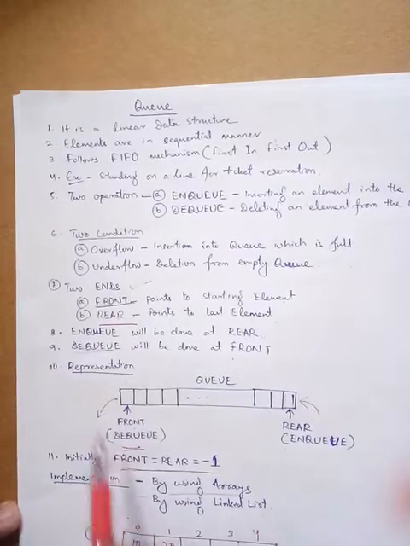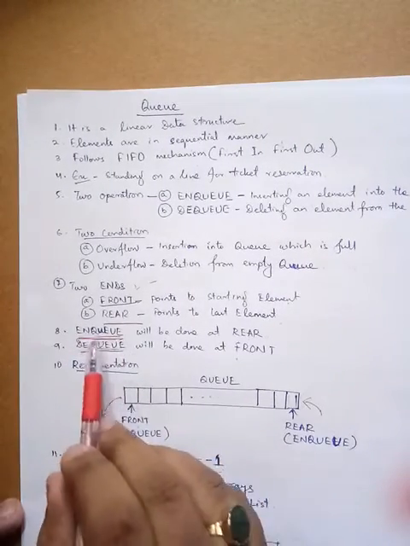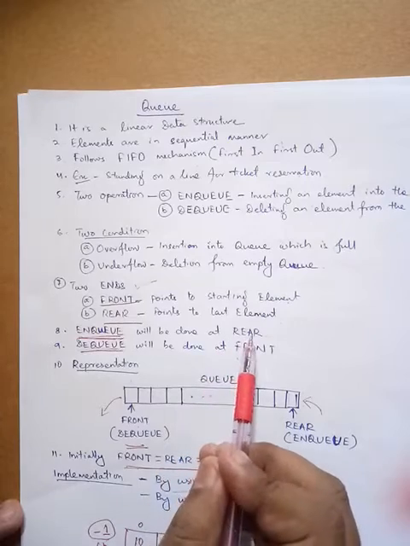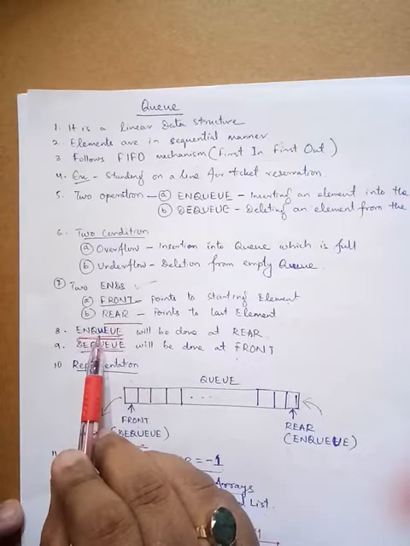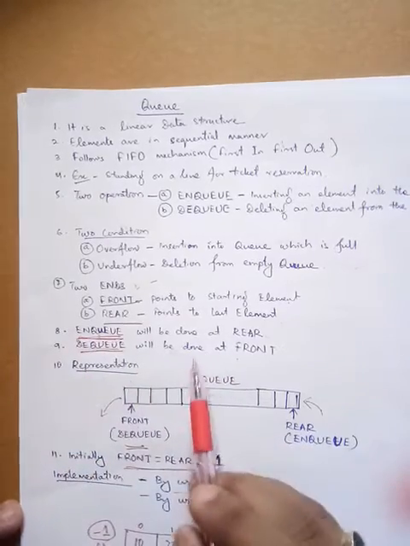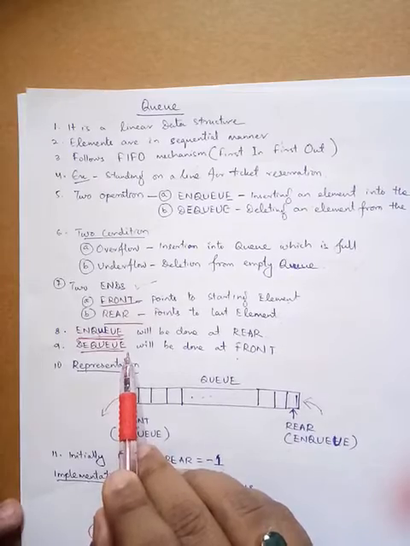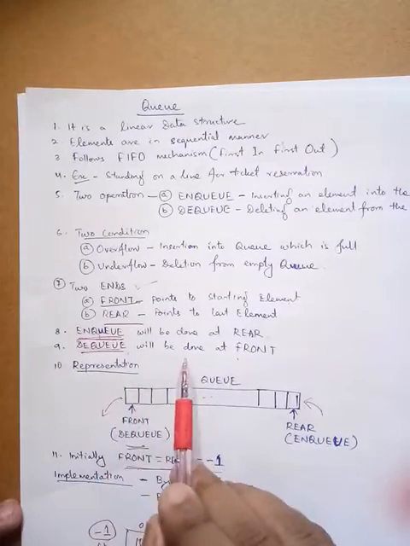I have already told there are two basic operations, NQ and DQ. NQ is to insert at the rear end. NQ is the insertion operation, inserting an element into the rear end, and DQ is deleting an element from the front end.